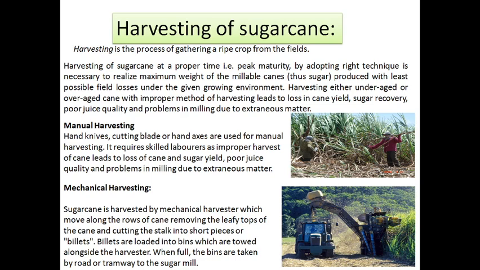Now next is mechanical harvesting. Mechanical harvesting is done by machines. What the machines do is remove the leafy tops of the cane and chop the stalk into smaller pieces or short pieces, which are called blades. Then these blades are loaded into trucks to be transported to the mills for further processing.